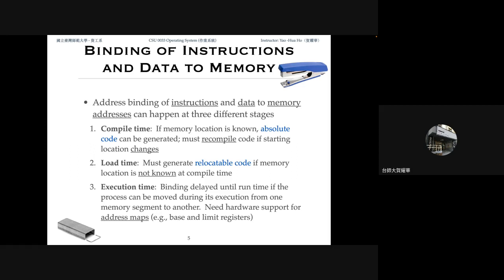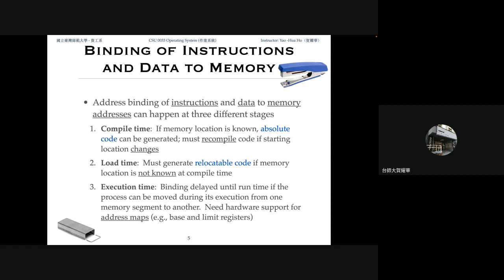Binding the instructions and data to memory addresses can happen in three different stages. The first is at compilation time. If the memory base address is known ahead of time, before you even compile, you can generate what we call absolute code during compilation, which is a real address that will not be moving. In that case, if the location changes, you need to recompile the code.